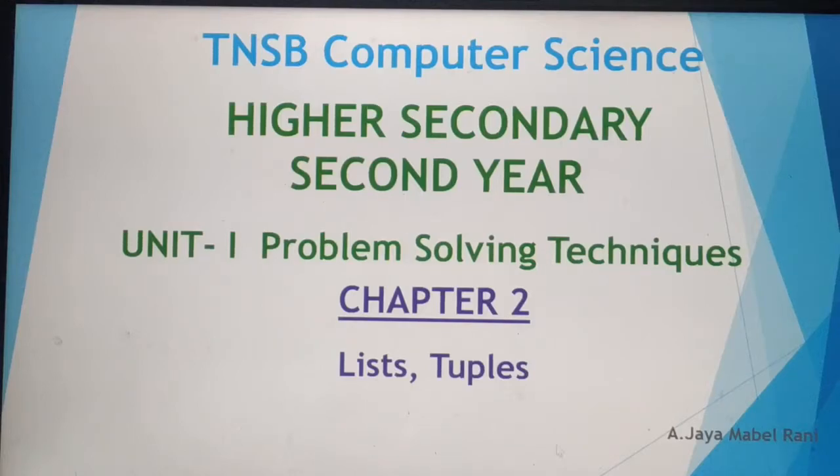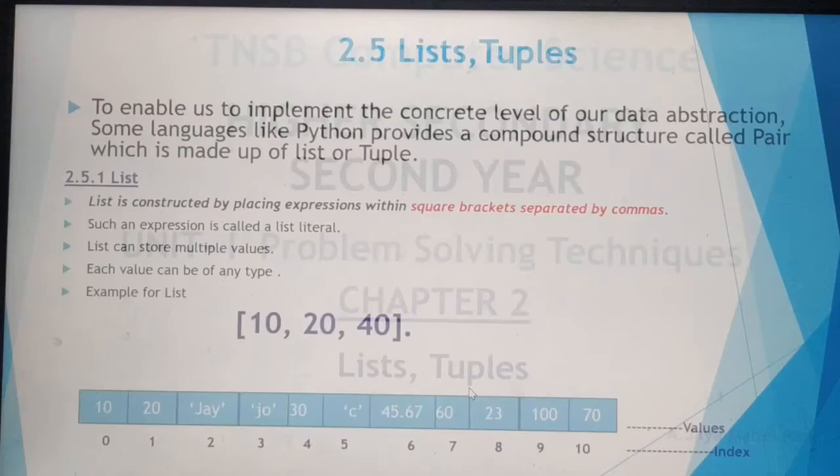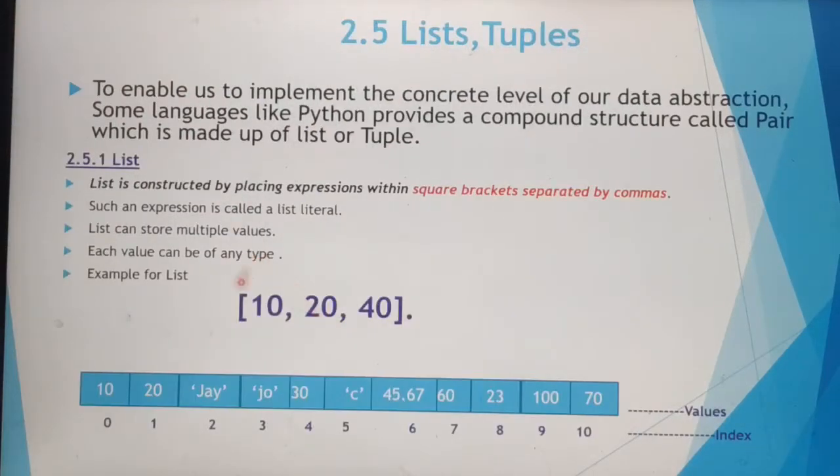Dear students, in this video we are going to see about lists and tuples. What is a list? Actually, a list is a sequential ordered collection of elements. Here a list is constructed by placing expressions within square brackets separated by commas. The list of elements must be given in the square brackets and each element must be separated by a comma.